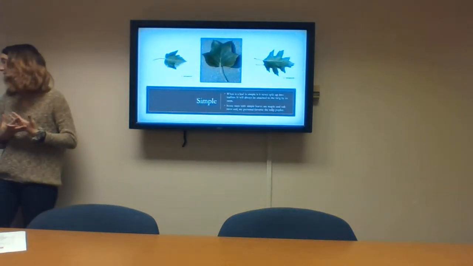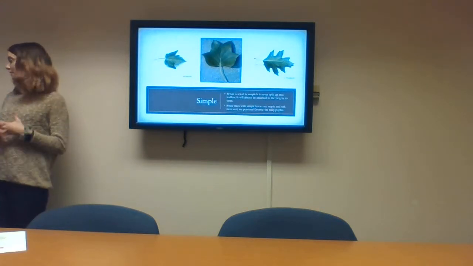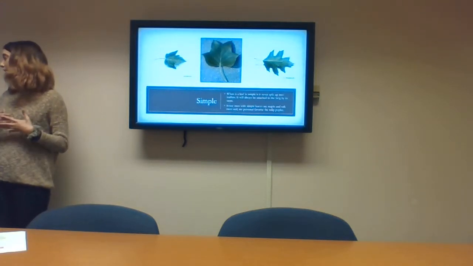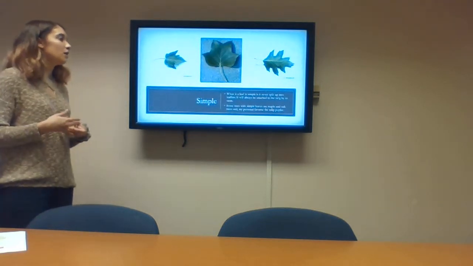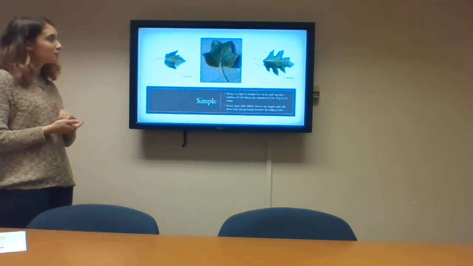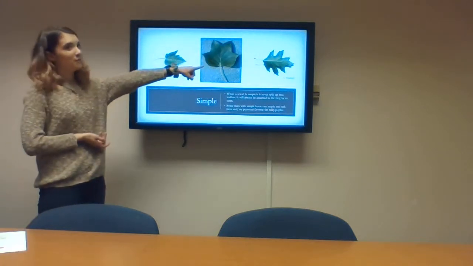So simple is when a leaf is never split up into leaflets and it's always attached to the twig by its stem. So some simple leaves are maple and oak, and my personal favorite, the tulip poplar, right here in the middle.